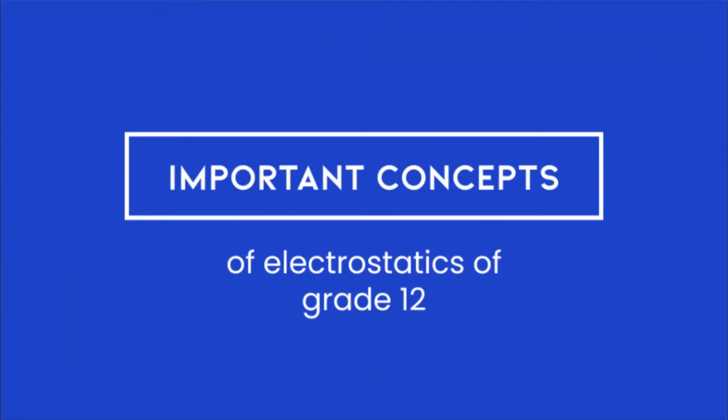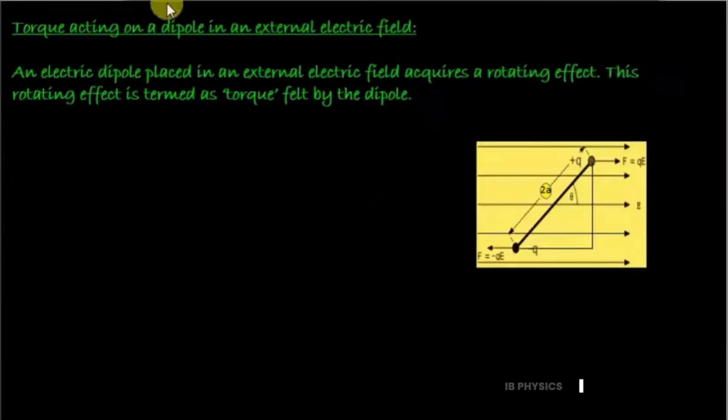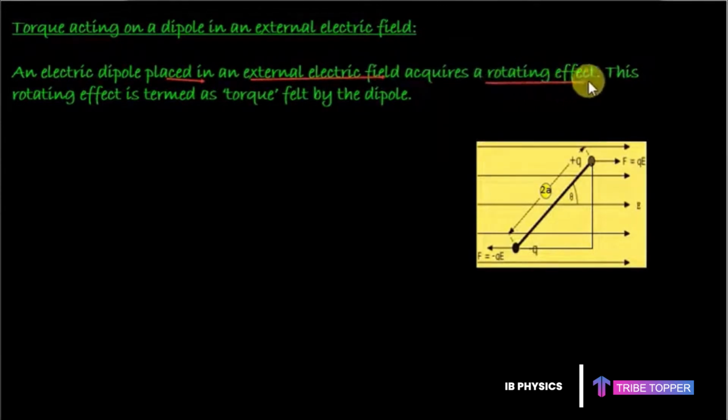And you're watching this video on important concepts of electrostatics for grade 12. In this video we are going to discuss the torque acting on an electric dipole when it is placed in an external electric field. See, an electric dipole, when placed in an external electric field, acquires a rotating effect. That's interesting. This rotating effect is actually termed the torque. Now why does this happen?